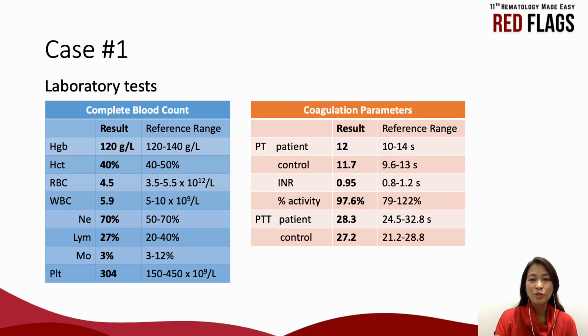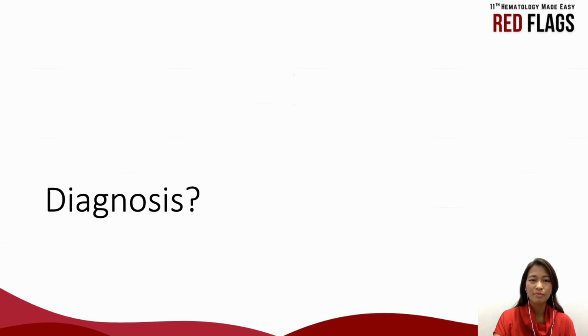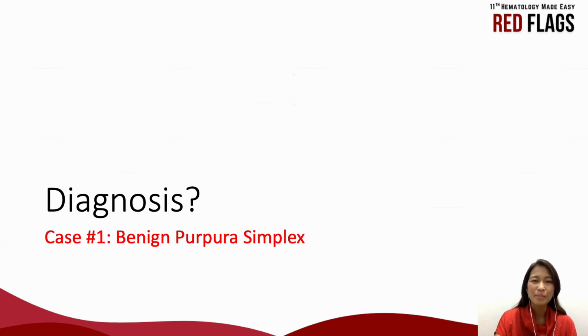Despite your assurance that her easy bruising does not appear to be associated with a serious bleeding disorder, the patient insisted on doing workup. So you requested for the basic laboratory tests, CBC and coagulation parameters, all of which were normal. What could be the diagnosis? With a sole presentation of bruises and ecchymosis in a young female with a BAT score of 2 and normal laboratory results, the likely diagnosis is benign purpura simplex.